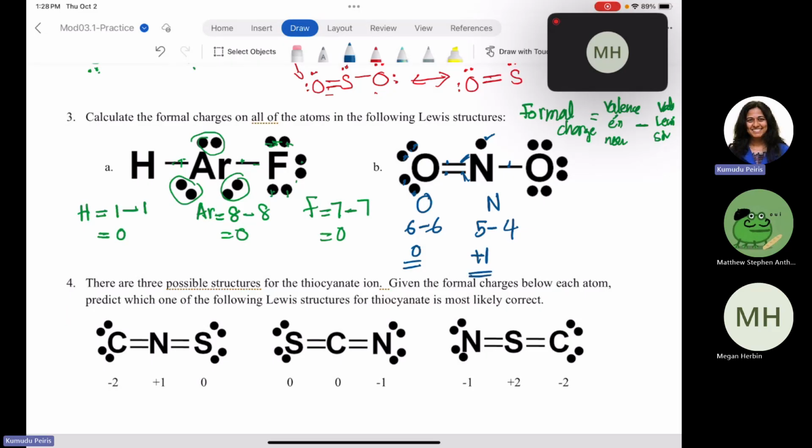Next, for the oxygen, the valence electrons are 6, minus how many unshared electrons? 1, 2, 3, 4, 5, 6, and plus 1 from the bond. So that's 7, and 6 minus 7 is minus 1. So that is the formal charge of the right hand side oxygen. Any questions?